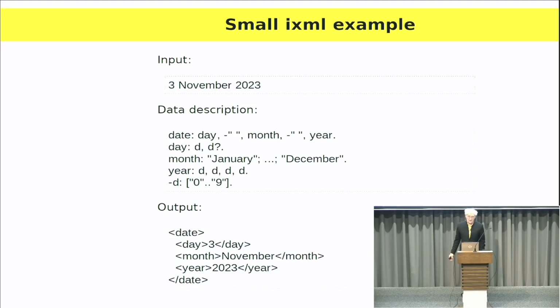And a year is just 4 digits, and a digit is between 0 and 9, and an element for D never appears in the output. So feeding that top input through that description gives me that output. There's much more to it, but that's just to give you an example of what it's about and how it works.